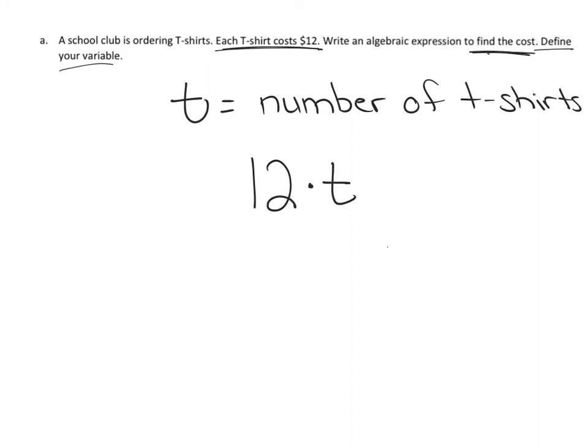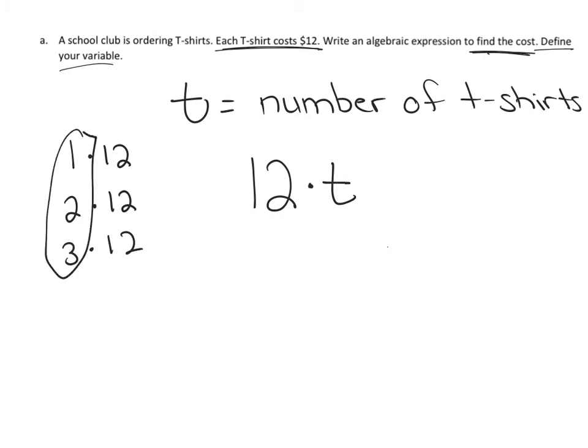Another way you can help you write this is actually figure out, okay, if I buy 1 shirt, that'd be 1 times 12. If I buy 2 shirts, that's 2 times 12. If I buy 3 shirts, that's 3 times 12. Well, this is the thing that's varying, so that's your variable. That is T, and that's what the variable represents, that you can plug in any number and find out how much the cost of the shirt is.